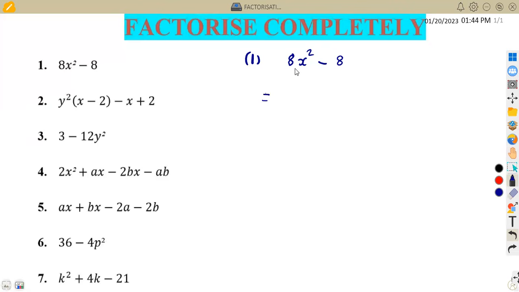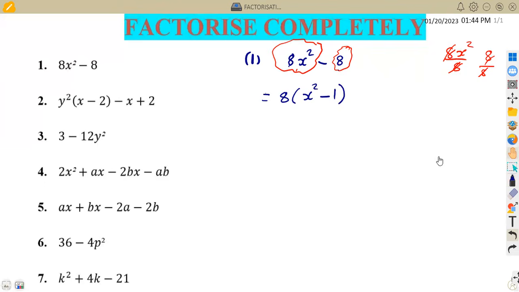In this case, we have got 8x squared, this is a term, and 8 as a term. So between these two terms, do we have anything that is common? Yes, 8 is common, so that means we can factor out 8. If we factor out 8, it's actually dividing. The number that you factor out, you divide by. So we are going to be left with 8x squared divided by 8, which is x squared, minus 8 divided by 8, which is 1. So you're going to remain with x squared minus 1.